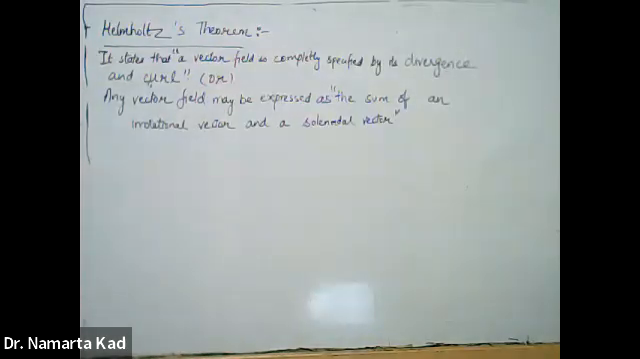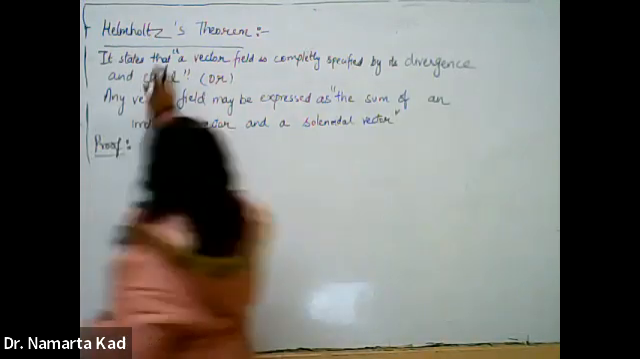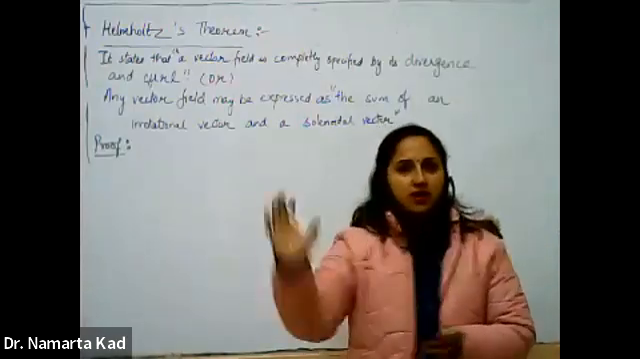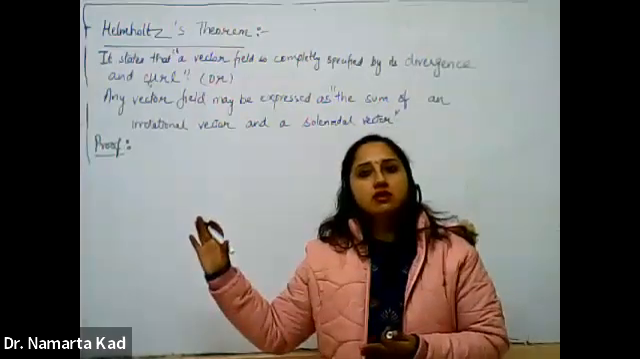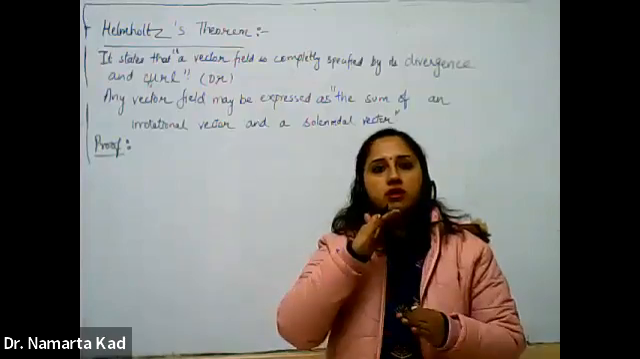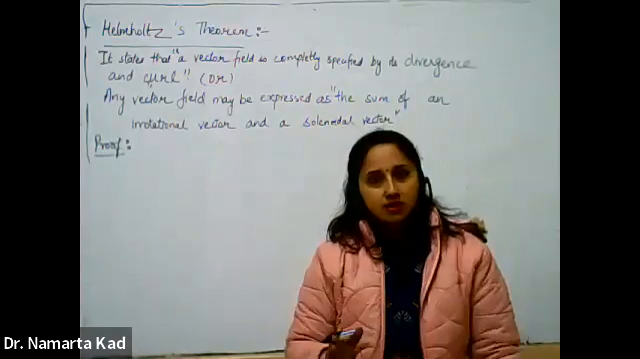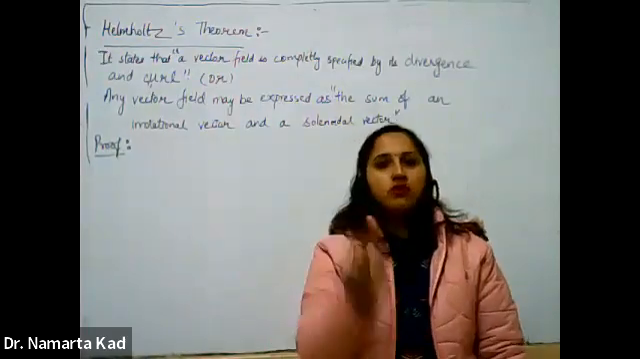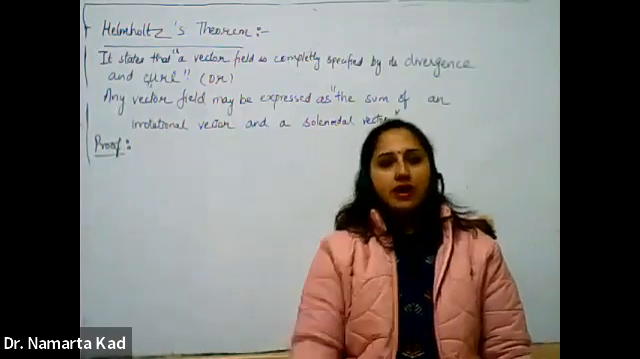So let's start with the proof now. As written in the statement, a vector field is represented by its curl and divergence. Any single vector field is represented by its curl and divergence. But here in the proof, we start by moving opposite to this statement. We assume that it is not a single vector that is represented by the same divergence and curl, but that there are two vectors showing the similar results for the divergence and curl.